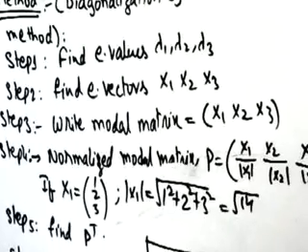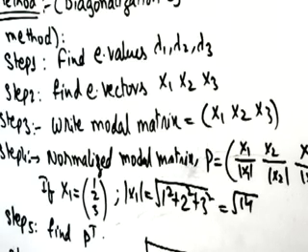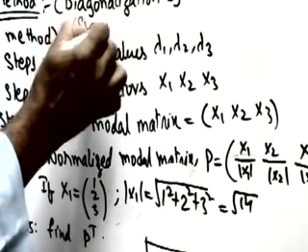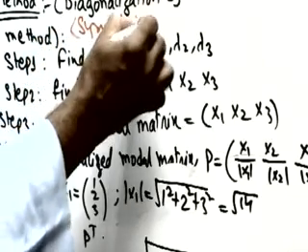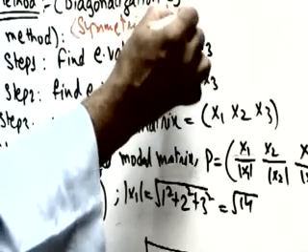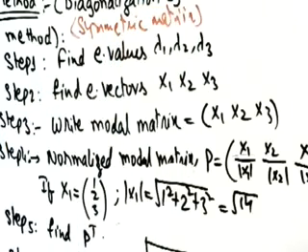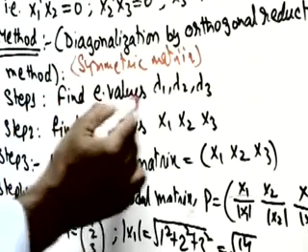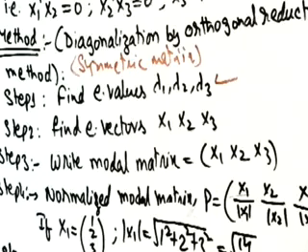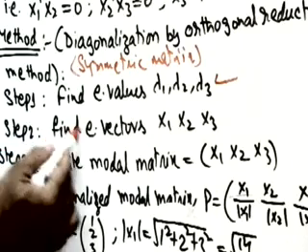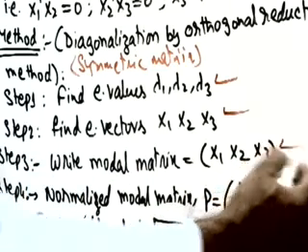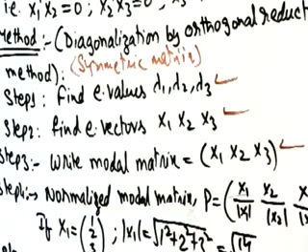Now the method: diagonalization by orthogonal reduction method. How to diagonalize by orthogonal reduction? This is especially for symmetric matrices. If the matrix is symmetric, then we can use the orthogonal reduction method. The first step is the same: find eigenvalues. In the previous class we have done this. The second step is also the same: find eigenvectors. We already did this also. Now write the model matrix, which we also discussed in the last part, x1, x2, x3.